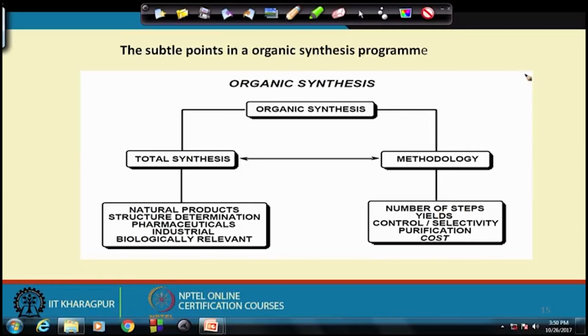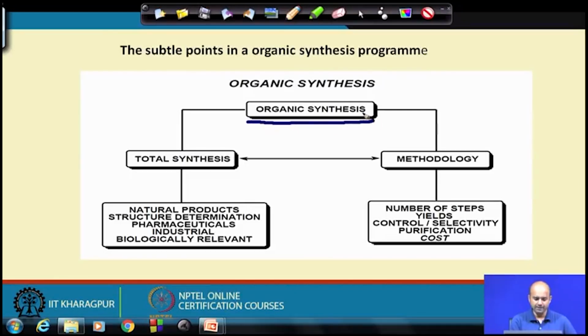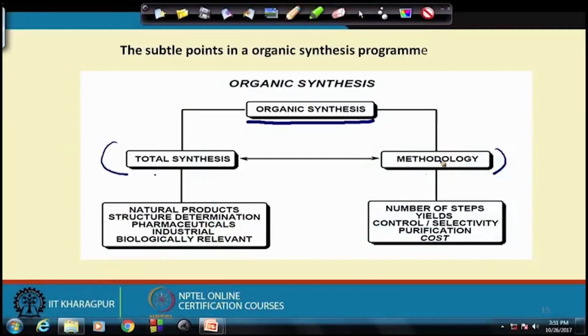Organic synthesis, as you can see in this slide, has been classified into 2 subsections. This is the central area, classified into 2 areas where total synthesis comes and methodology comes. Now, total synthesis and methodology are closely interlinked. What are methodologies? These are basically single step transformations, like a Wittig reaction, like a Swern oxidation, like a PCC oxidation. So, this is the single step methodology, and you will be using those methodologies to make a target molecule.